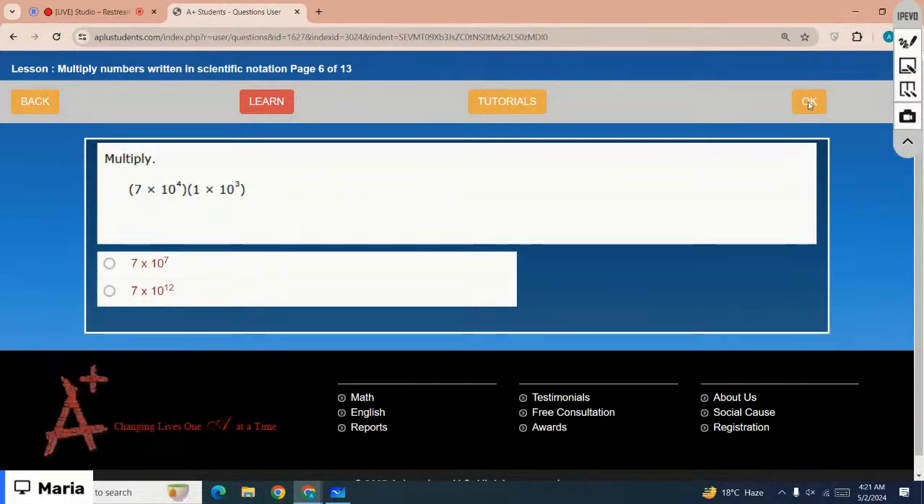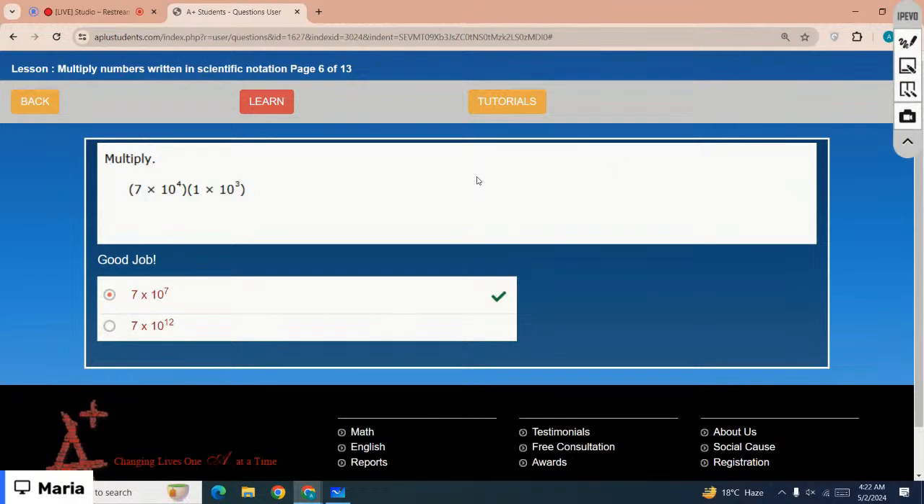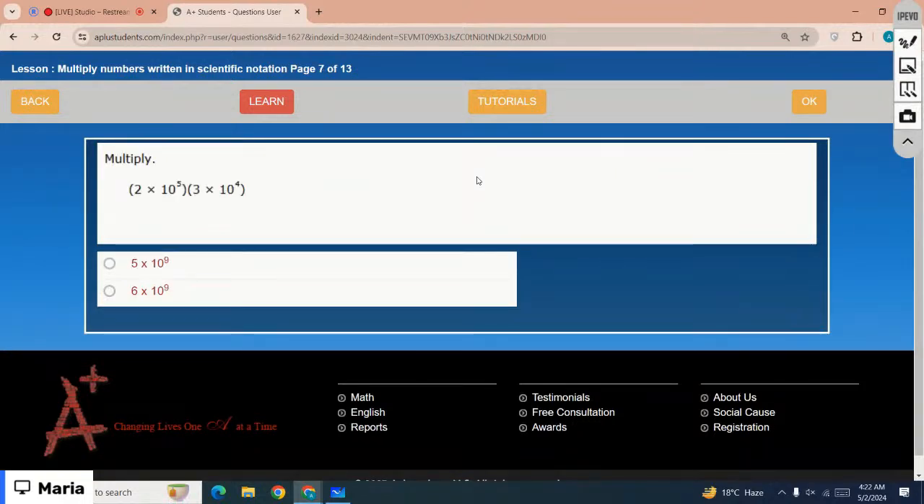The correct option is 7 times 10 exponent 7. Option number 1 is the correct option. Okay, you can complete the lesson by yourself later today. Let's just move on to the next lesson.